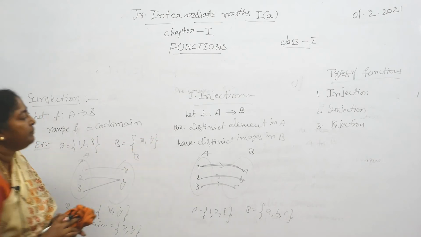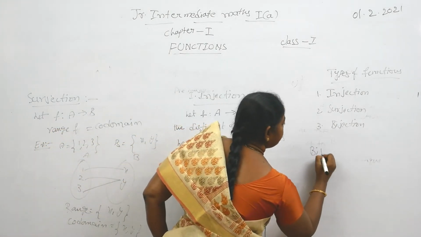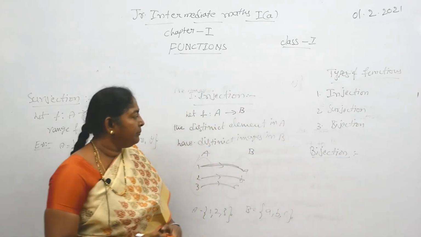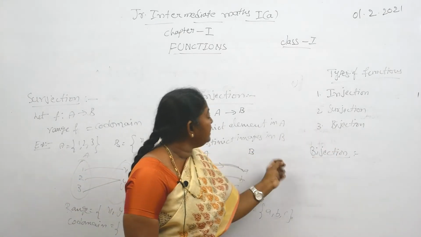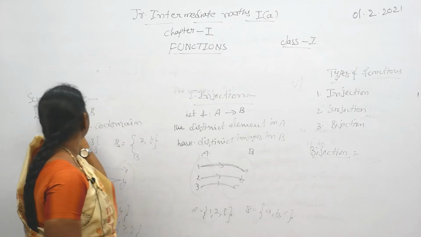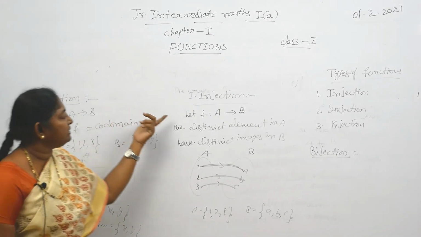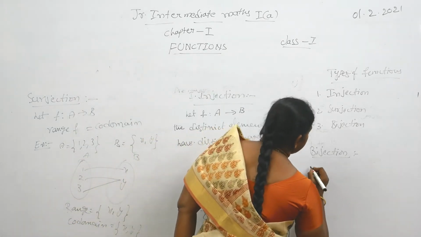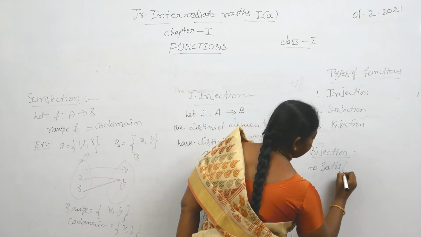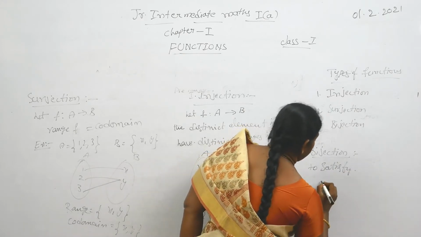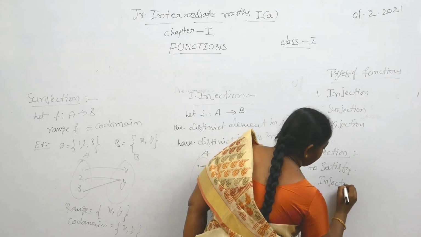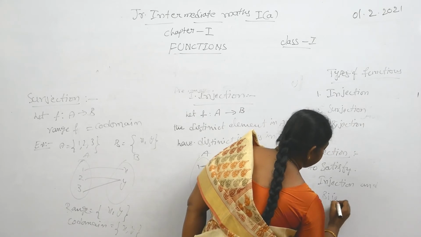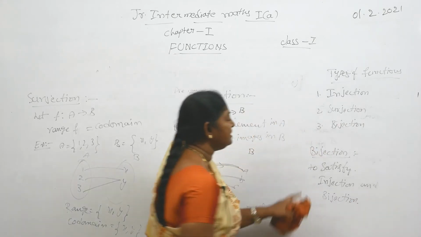Next, bijection. A bijection is a function which satisfies both injection and surjection. When a function satisfies both conditions, that is called bijection.